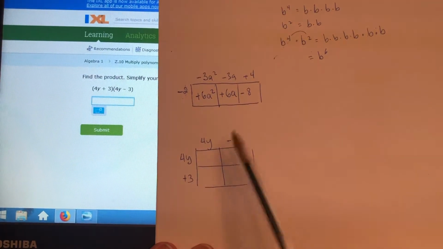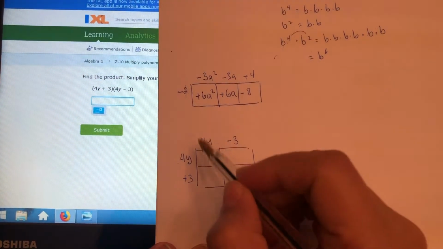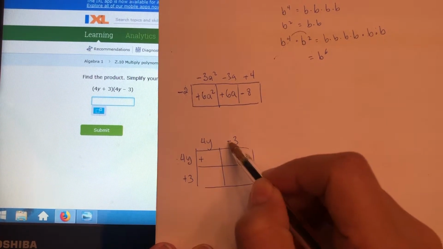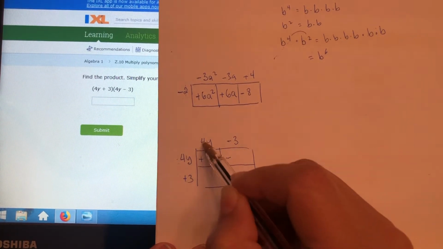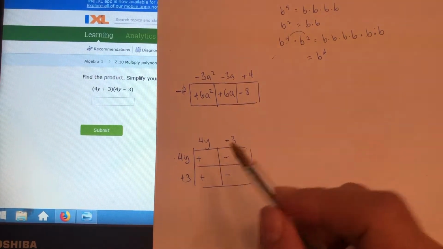All right, now we're going to multiply. Again, I'm going to do all the signs first. So positive with a positive is a positive. Positive with a negative is a negative. A positive with a positive is a positive. Positive with a negative is a negative. Then I'll come around and do my numbers.